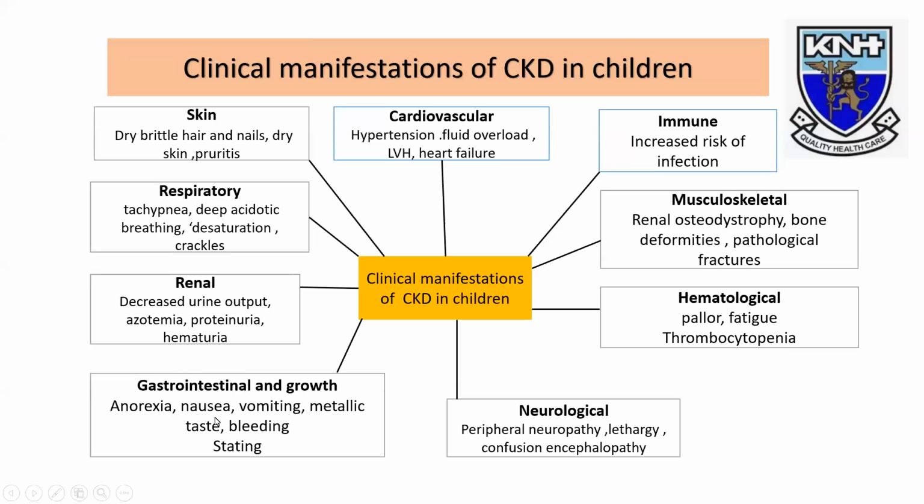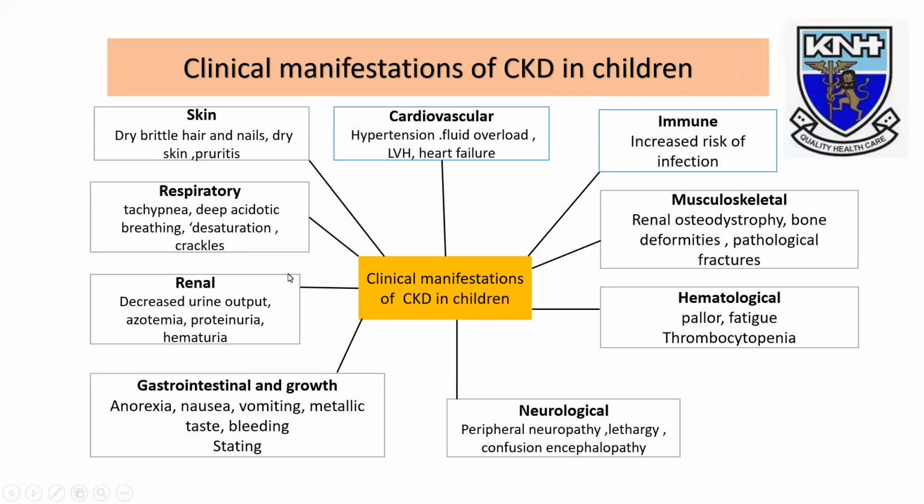When it comes to the gastrointestinal system and growth, some children may manifest with anorexia, nausea, vomiting, poor appetite. They have a metallic taste and bleeding tenderness, and usually for growth, they are stunted. In fact, for most of the patients we saw in our facilities, the first clinical manifestation of chronic kidney disease is poor weight gain and stunting.